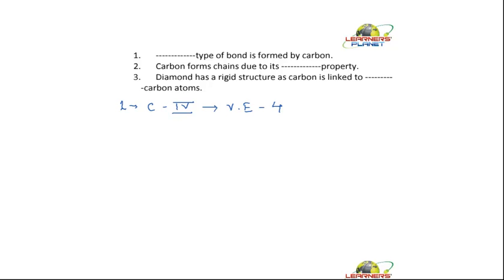It is 4. Now can this carbon, as I explained in my theory session, form C4 plus ion? No, because it requires a large amount of energy to lose these 4 electrons. Can carbon form C minus 4 ions? No, the nucleus of carbon cannot hold 10 electrons in its valence shell. So how can it complete its octet? By sharing of electrons.